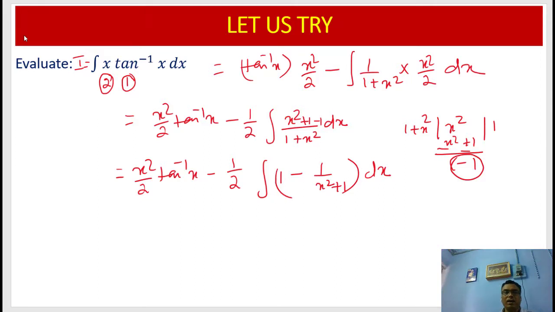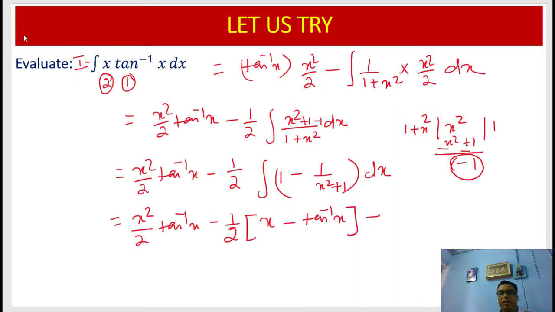Now let us do integration. It is x square by 2 tan inverse x minus 1 by 2, you give a bracket, integration of 1 is x, minus integration of 1 by 1 plus x square. Direct formula, it is tan inverse x plus c. So I got the integration. So what conclusion did you get from these integrals? Whenever the derivative of the first function consists of roots or many complex things, you do manipulate.